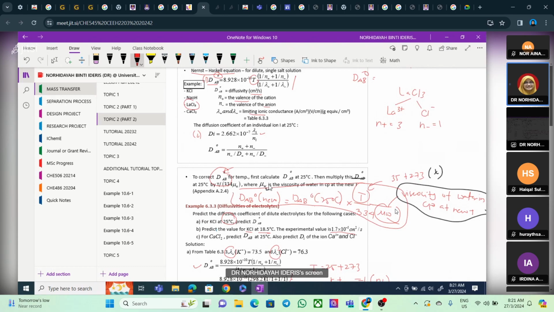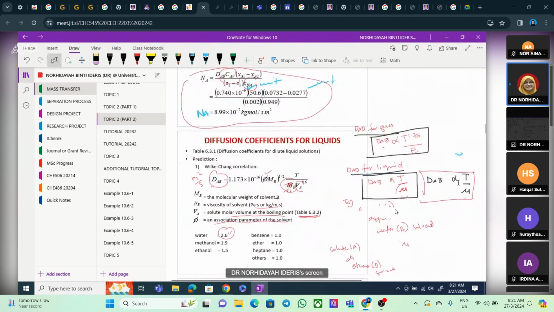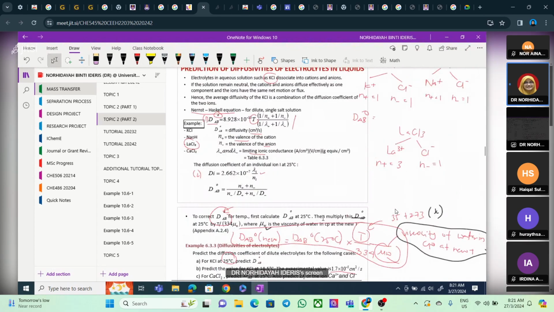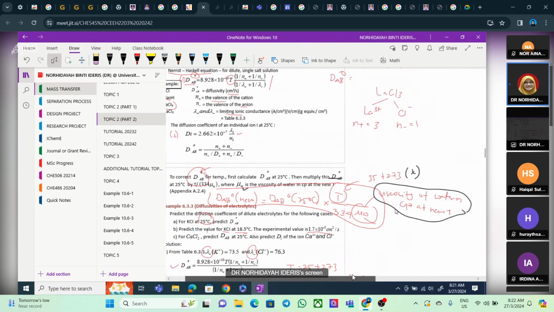So this is the equation for the correction factor for electrolyte solution. For the normal one, it is just simple DAB, proportional to T over mu. For electrolyte, here it is, DAB, which is what we want to find. And then you need to use the value of DAB at 35 degrees Celsius. Okay, 35 degrees Celsius as a reference.